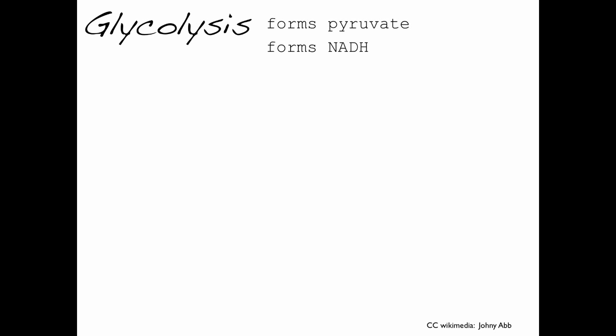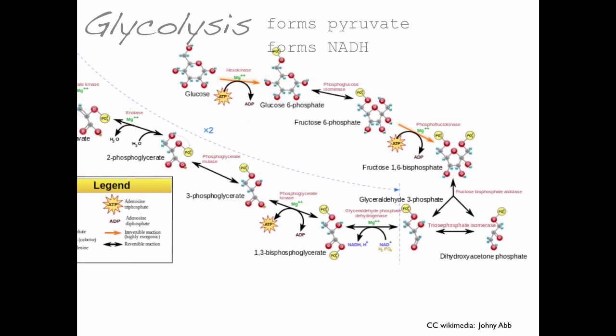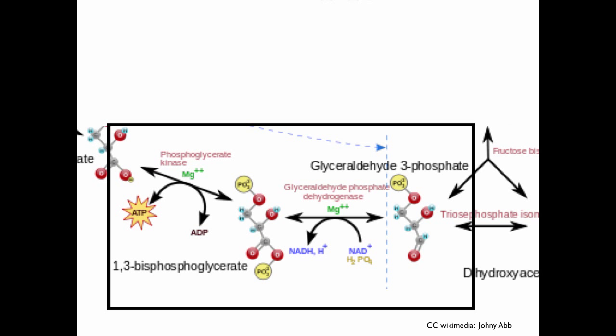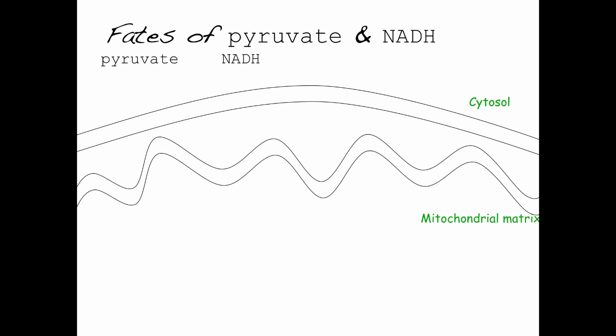So, as a quick review, glycolysis forms pyruvate and NADH. And the key point to this is that in order for glycolysis to continue, there needs to be NAD plus present. I'll say that again because it's really important. In order for glycolysis to continue to produce ATP, NAD needs to be present. So we need NAD. Now there's a couple ways in which NAD can be reformed, and we'll get to that in later videos. But let's just look at what can happen to either pyruvate or NADH after it's formed.